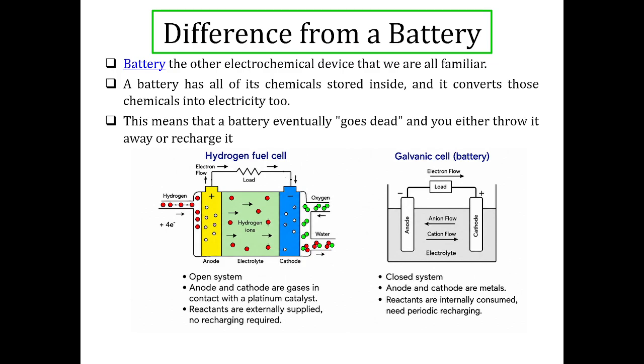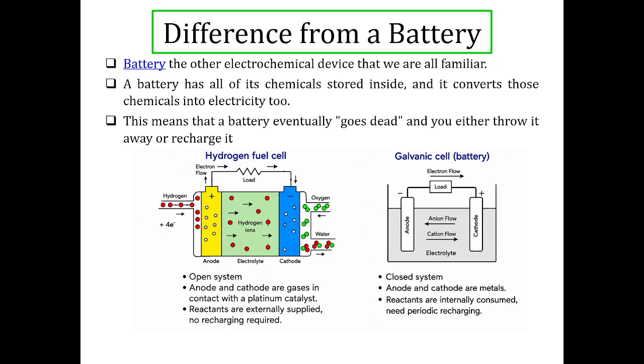Next slide. Fuel cells. Difference from a battery. The final part of the lecture introduces fuel cells. To understand a fuel cell, the slide first compares it with a battery. A battery stores its chemical reactants internally. It converts those stored chemicals into electricity. Because the chemicals inside a battery are eventually consumed, the battery eventually goes dead and must either be recharged or replaced. A fuel cell works differently.